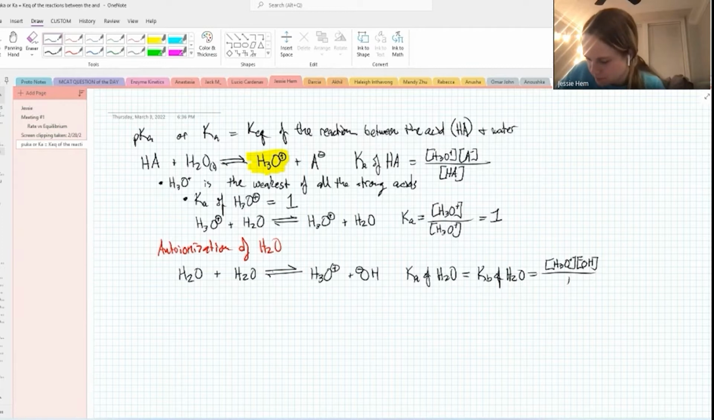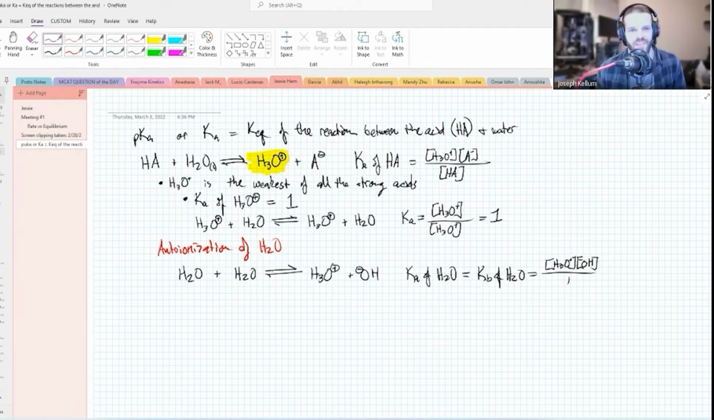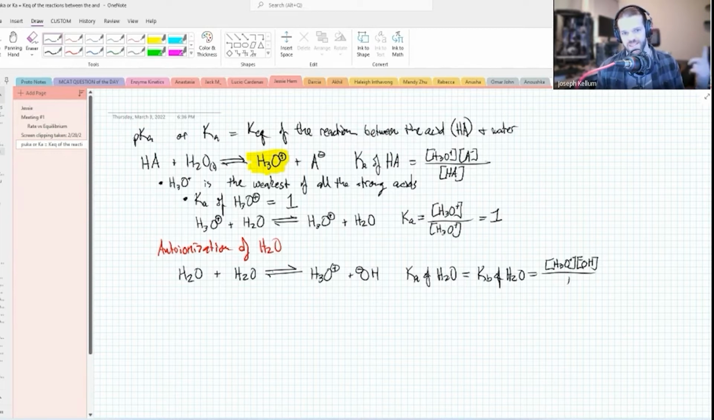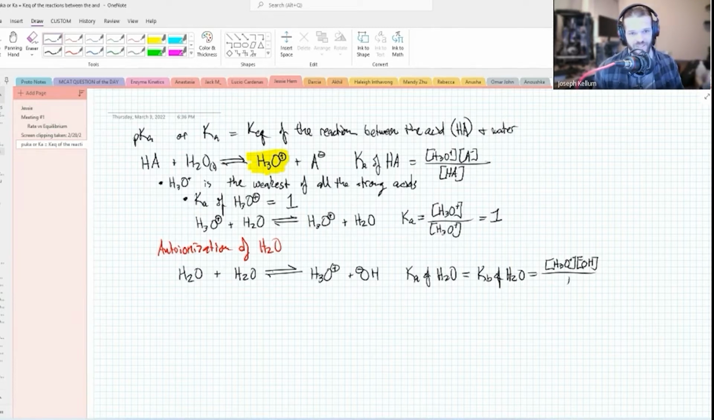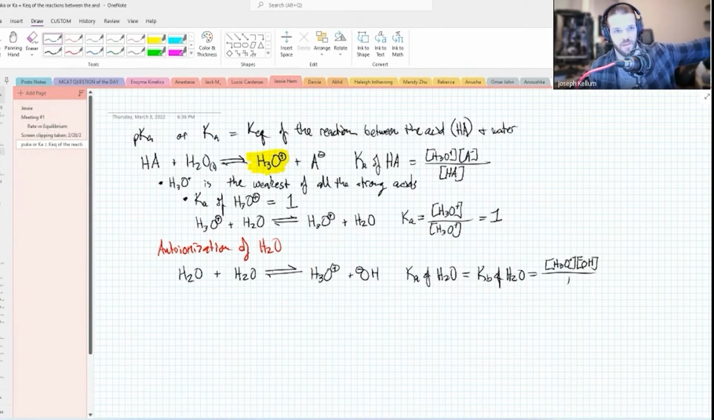So which side do you think is favored in this case? Well, H3O plus is a strong acid. OH minus is a strong base. Those two in solution together, probably not going to work out. They're definitely going to react. So this reaction is going to lie overwhelmingly on the side of the reactants. And this is a number you just absolutely have to memorize. That number is 10 to the minus 14.